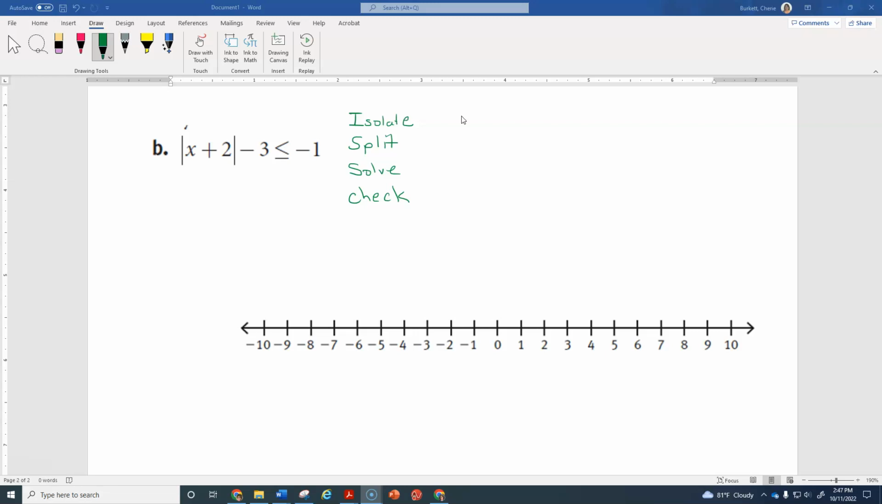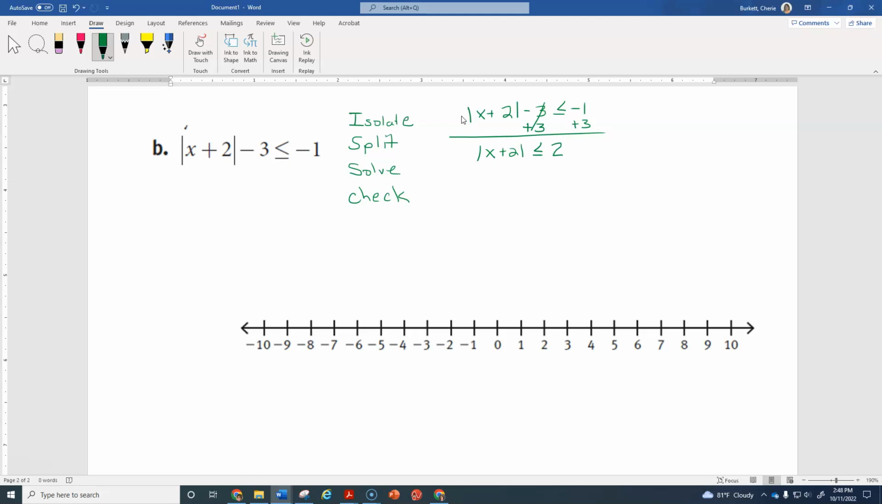Okay, so here's an example. Isolate, split, solve, and check. So we're going to take this absolute value problem. This says absolute value of x plus 2 minus 3 is less than or equal to -1. We're going to isolate. That means we need to get rid of the -3. How do we get rid of it? We do the opposite. We add 3. So I'm left with the absolute value of x plus 2, that's added to 0, still less than or equal to -1 plus 3. That's a +2. So now I'm ready to split it.